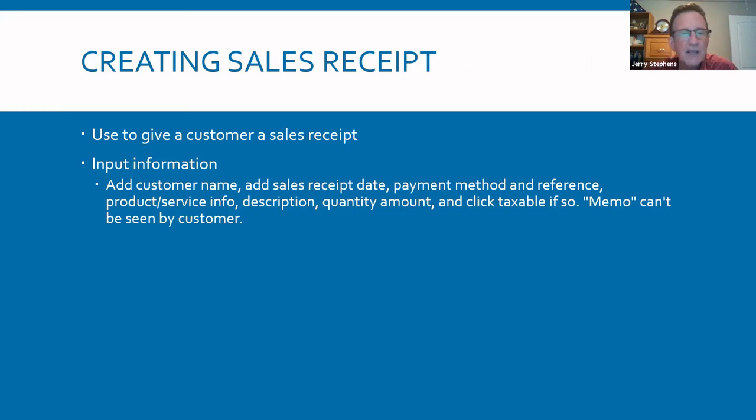In terms of sales, if you want to give a customer a sales receipt, QuickBooks has the ability to produce a sales receipt for you, and you can add the customer name and all the typical things you would probably do currently in a sales receipt: the date, the payment method, any reference numbers, whether it be a client check, the product or service that was sold, the description, and quantity. You can indicate whether it's taxable. And there's a memo field for any information you want to capture for yourself that wouldn't be seen by the client.